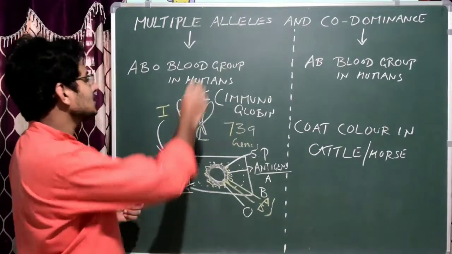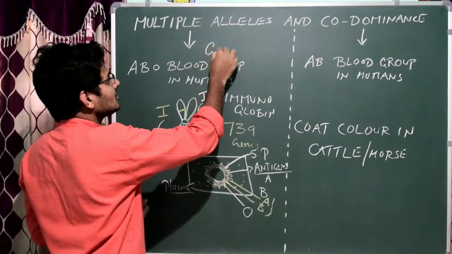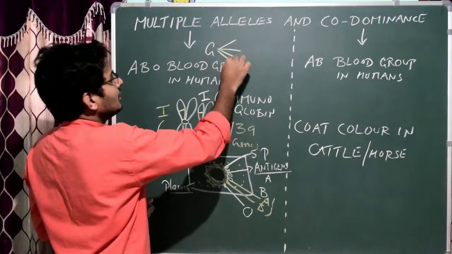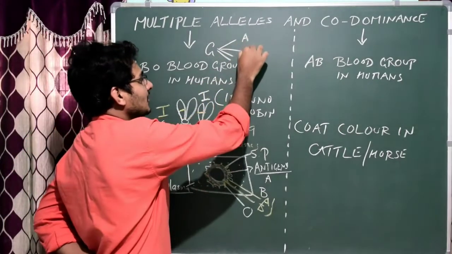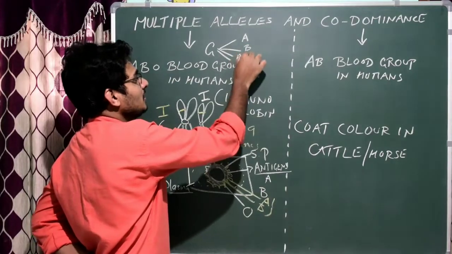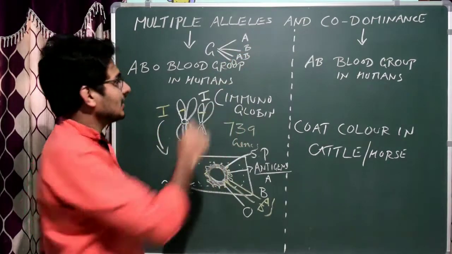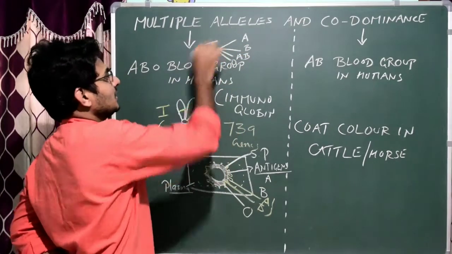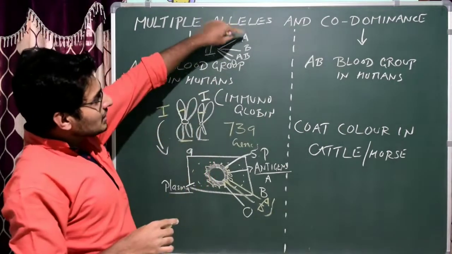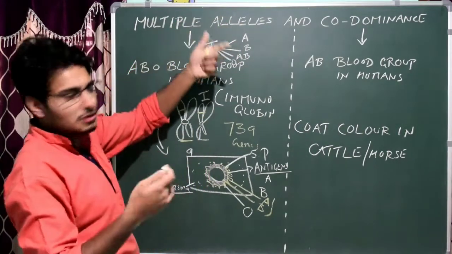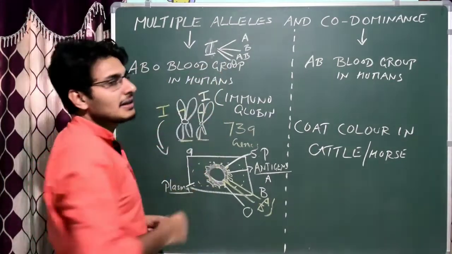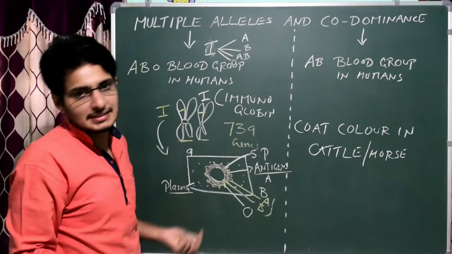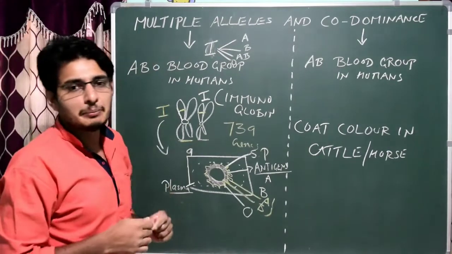That means a single gene is responsible for different blood types in our body. It could be A, it could be B, it could be AB, or it could be O. That single gene is I. So for the expression or production of these different blood groups in different persons, it should occur in different allelic forms. That is called multiple alleles.